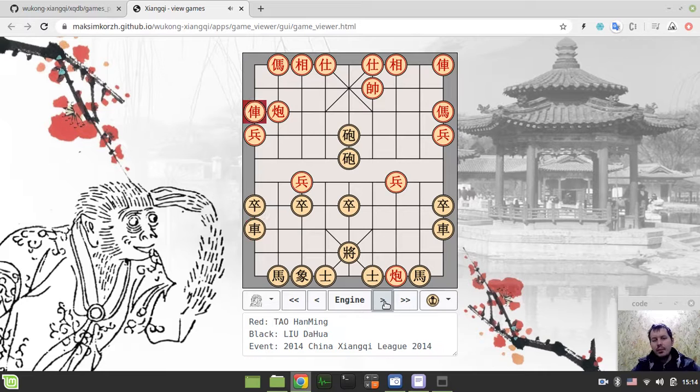So let's see what happens. Well, I have no idea what's the logic behind this move. So I think that black should have, I don't know, maybe develop his advisor trying to hide from. I don't know. Maybe that's bad. That is a bad idea. Well, I don't know, but the king safety of red king really sucks in this position. So let's see what's happened.